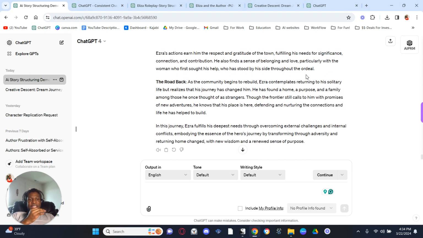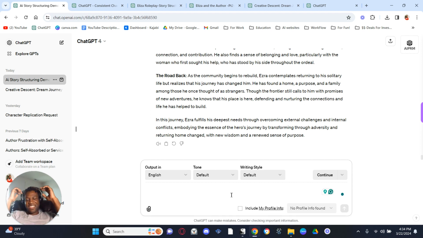And then the road back, he contemplates his solitary journey. He has found a home, purpose, and family with the girl. He helps her, yada, yada, yada, the end. Super cliche, I know, but that's what ChatGPT can do, thinking on its own.